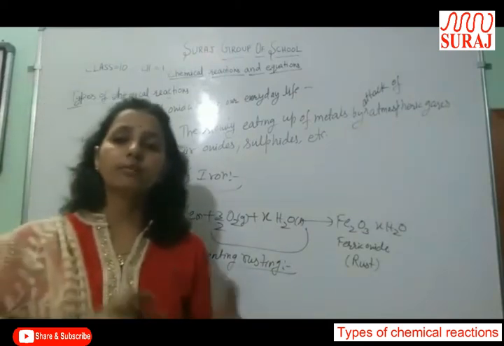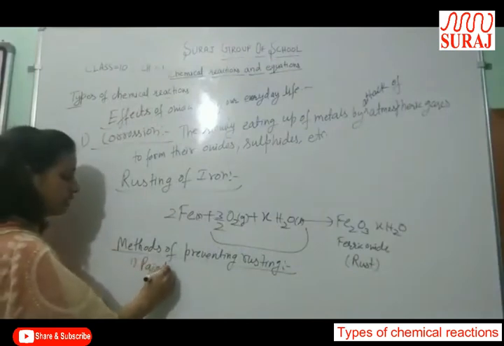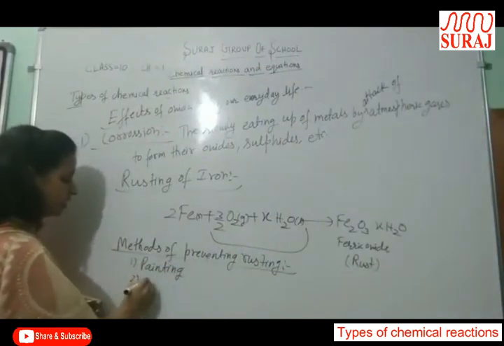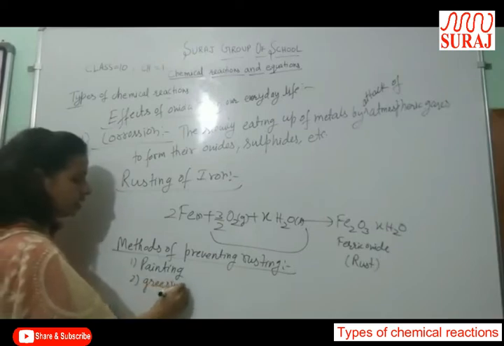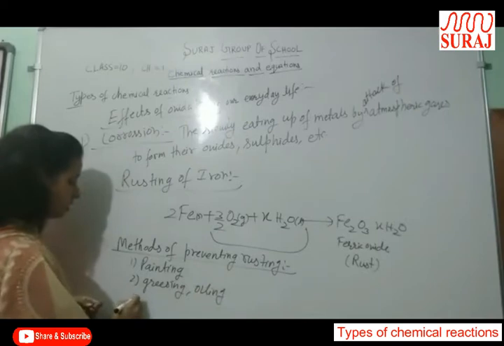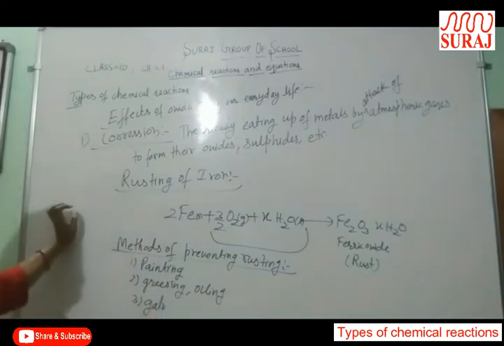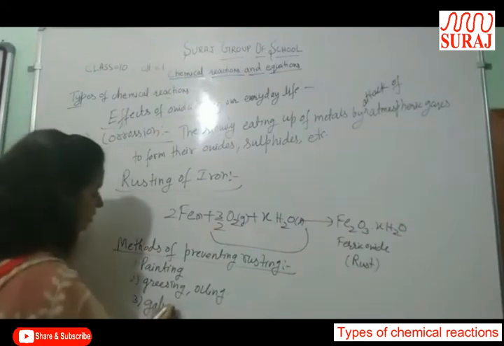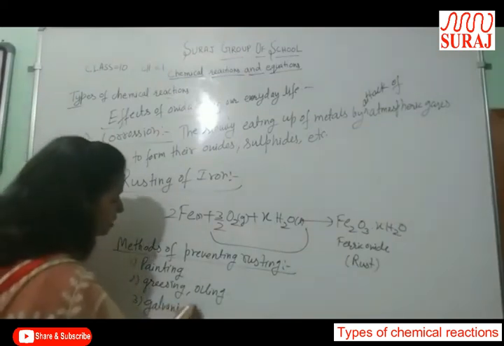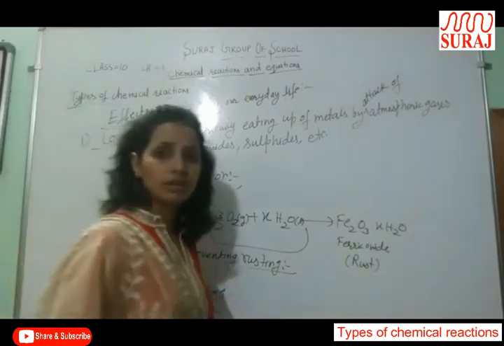So these are the different methods: first painting, second greasing and oiling, third galvanization. These are the different methods to prevent rust, corrosion.